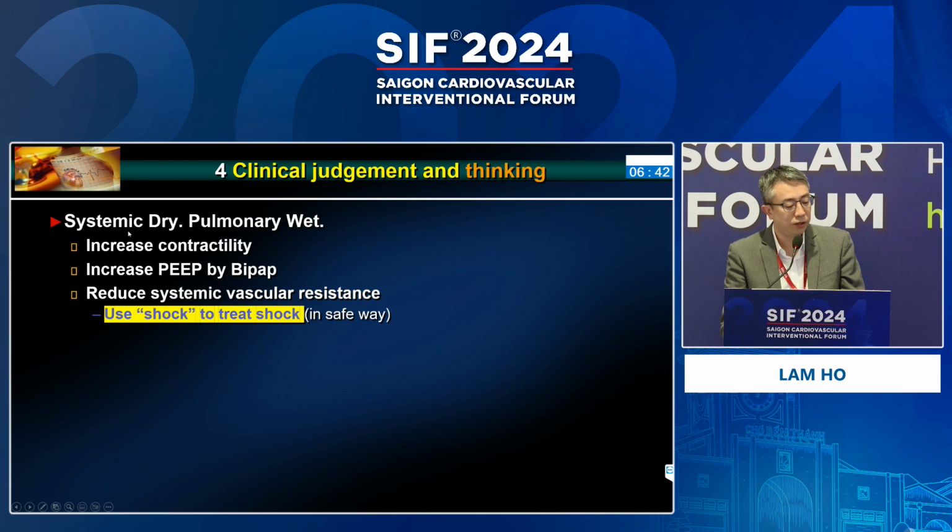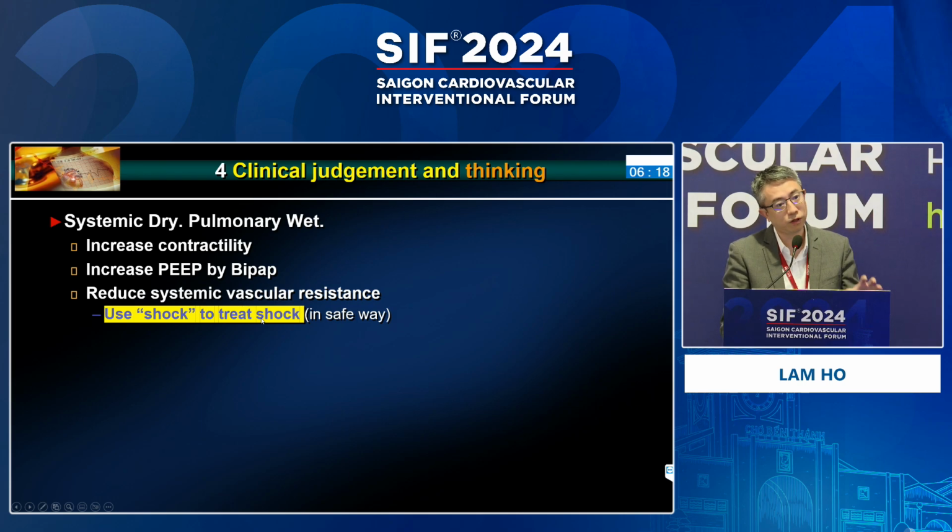So how to treat this situation? Systemic dry but pulmonary is very wet. So the principle is increased contractility, and we put the patient on BiPAP, increase PEEP, that means increase the pressure in the lung. And also, we try to reduce the systemic vascular resistance. There is an interesting saying, use cardiogenic shock to treat cardiogenic shock.